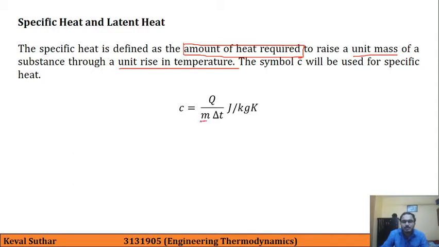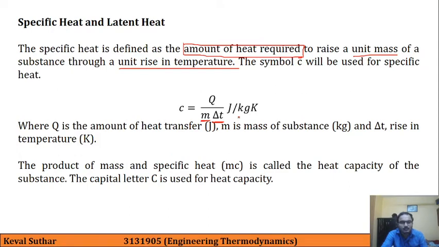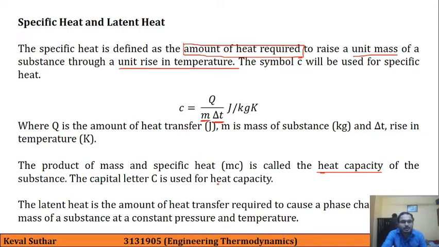So here we have unit mass M of a substance through a unit rise in temperature, that is delta T, and its unit is joule per kg Kelvin. Q is the amount of heat transfer in joule, M is the mass of the substance in kg, and delta T is the rise in temperature in Kelvin. The product of mass and specific heat is called the heat capacity of a substance, where capital C is used for heat capacity. Now regarding the latent heat.